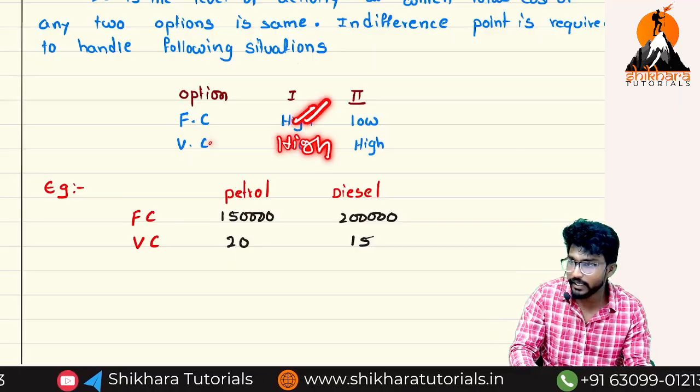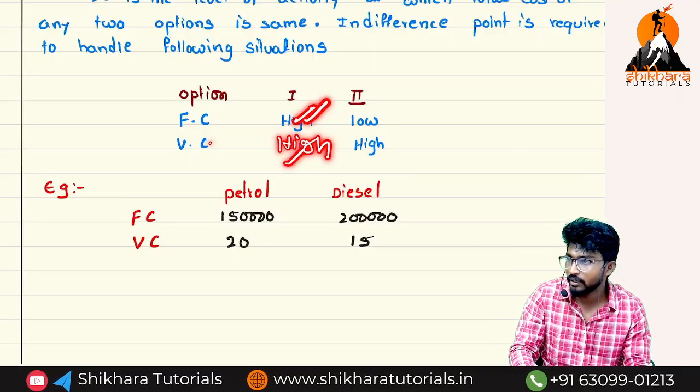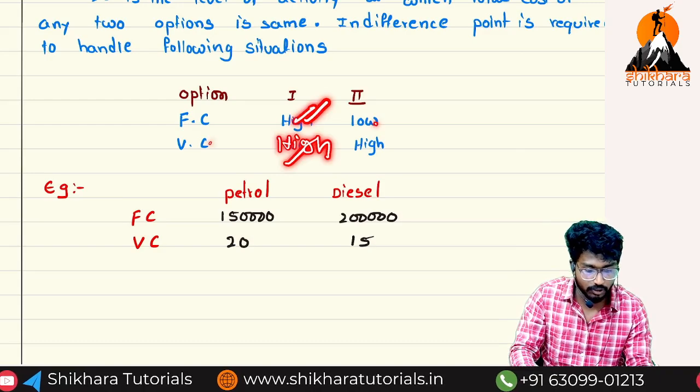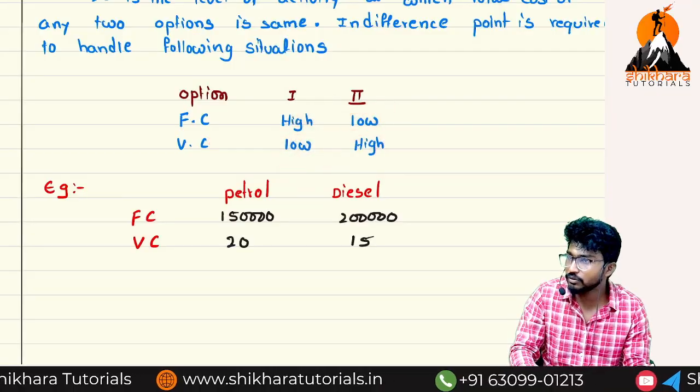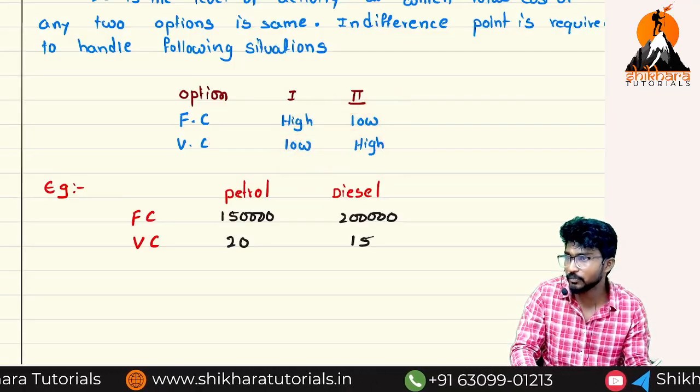Here fixed cost is high, variable cost is also high. Which option will you choose? Here only variable cost is high, fixed cost is low, na. That's why we will use option 2. Directly we are choosing option 2.